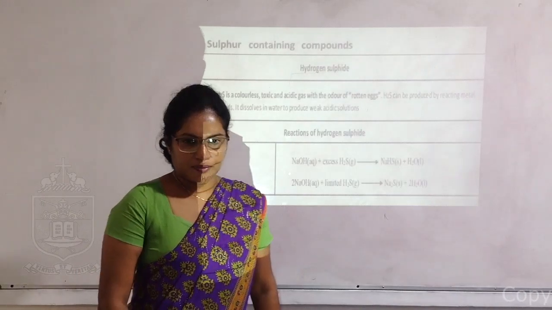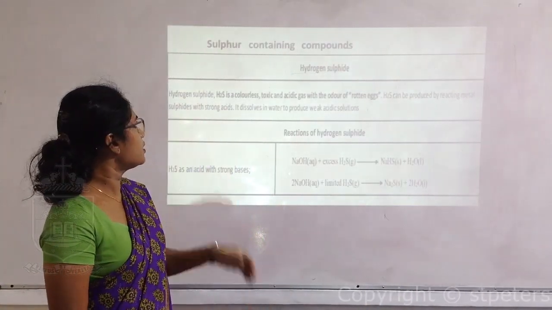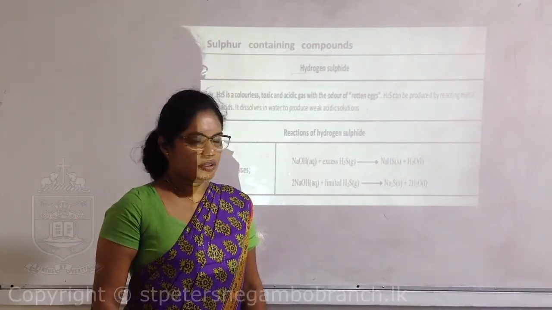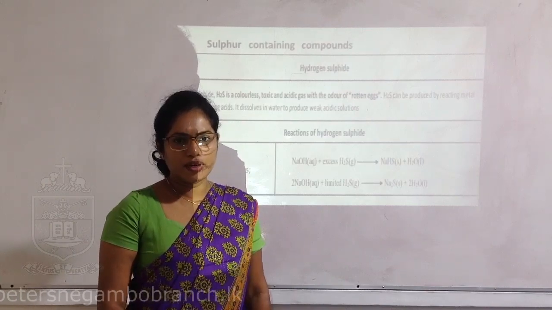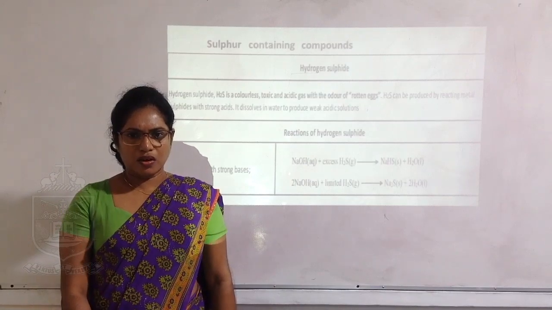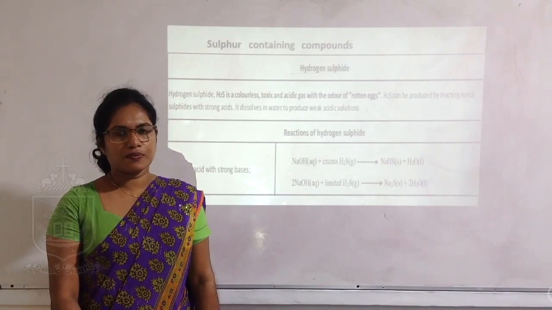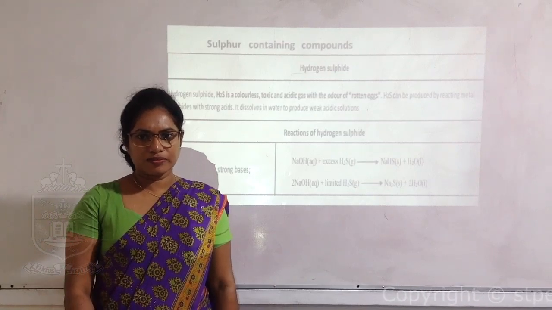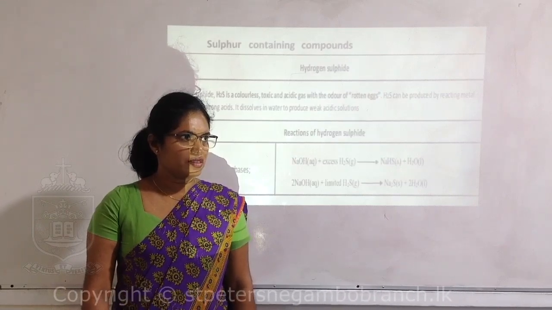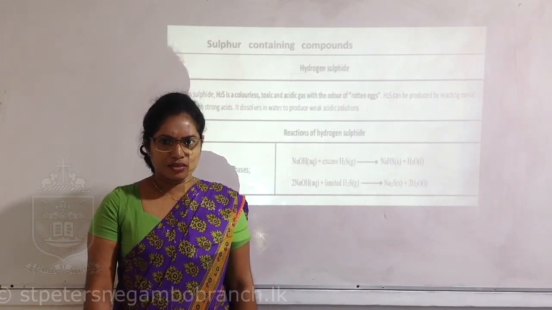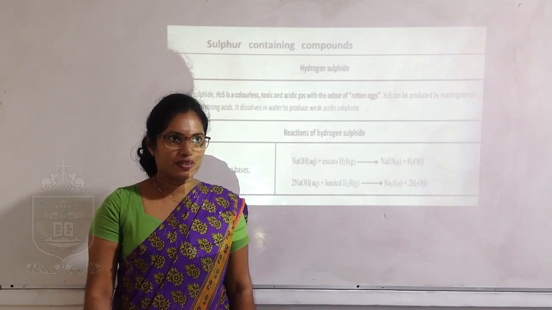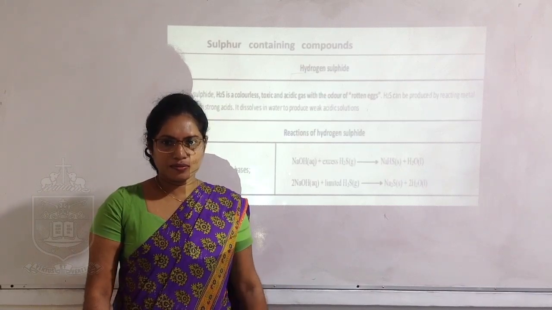Now we are moving to sulfur containing compounds. Under that, first let's take hydrogen sulfide. Hydrogen sulfide is a colorless, toxic and acidic gas with an unpleasant odor. Normally we know that the odor is just like the odor of rotten eggs. So we can easily identify hydrogen sulfide gas by the odor.